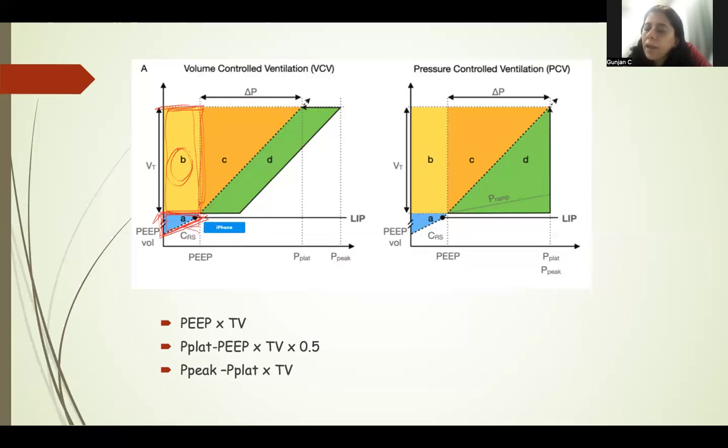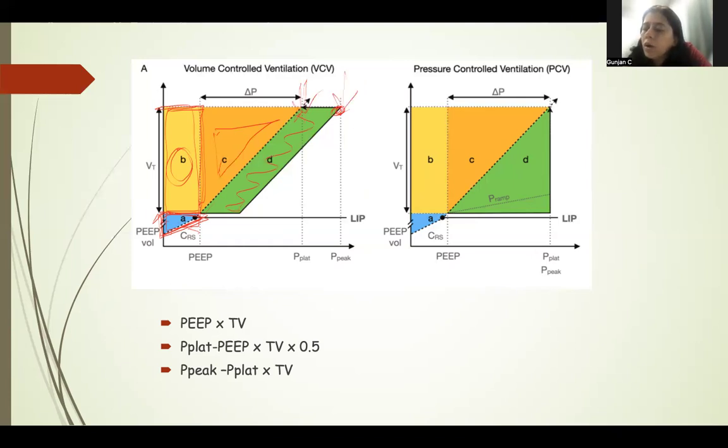Then when this air is delivered, the pressures rise further to the peak pressure. So this point is the peak pressure. This is a volume control mode. And then this is the resistive work, which is the green component. And then there is this elastic work, the dynamic elastic work, which is the orange component. And this point is the plateau pressure. This point is the peak pressure.